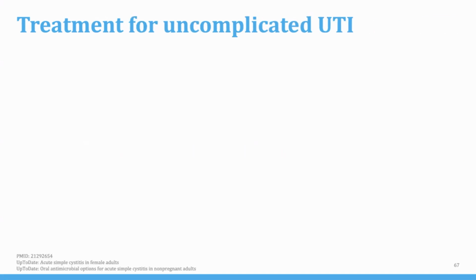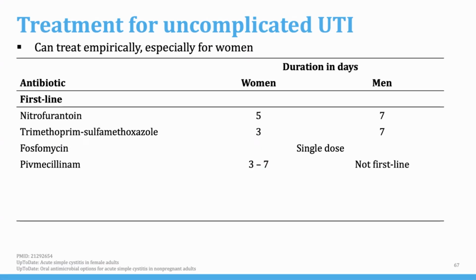So for uncomplicated UTI, the first thing you want to keep in mind is that you can treat these patients empirically, especially in case of women where we have a lot of data to support empiric UTI treatment. And the antibiotics we use, there are 4 first-line agents, but really the top 3 are what are most commonly used in the United States. So this would be nitrofurantoin, trimethoprim sulfa, and fosfomycin.